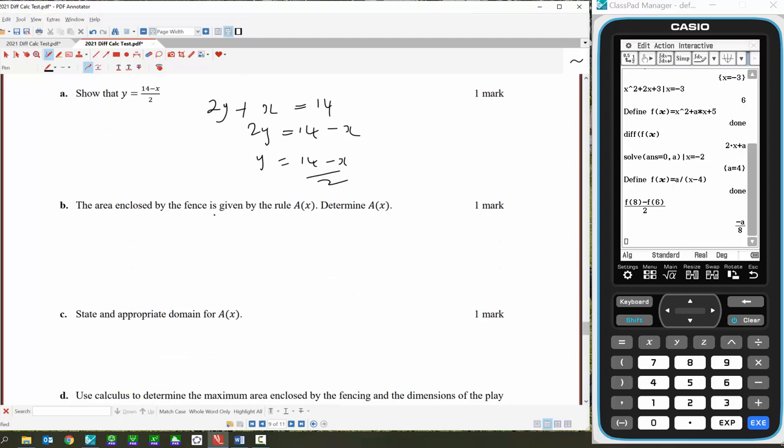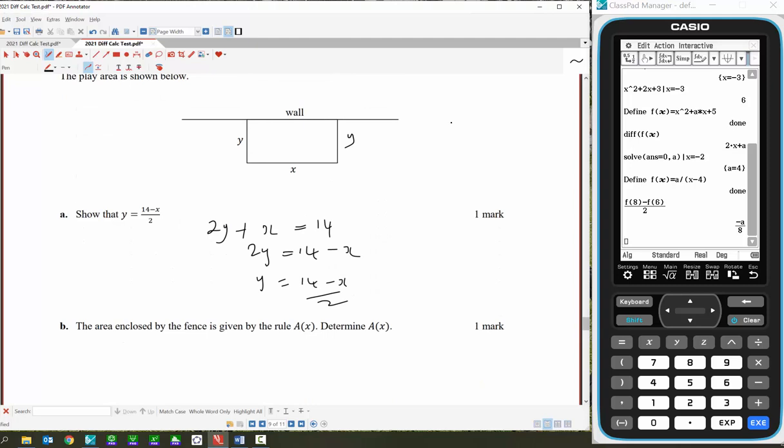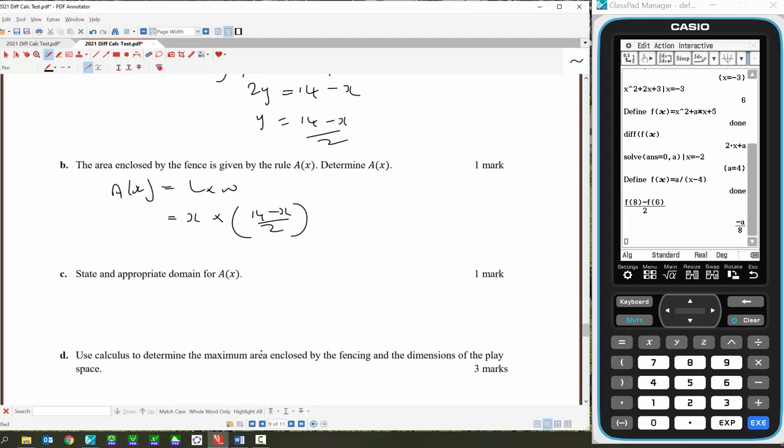The area enclosed is given by this, so basically y we know is equal to 14 take x on 2. So area A of x is going to be the length times the width, which is going to be x multiplied by 14 take x on 2. State an appropriate domain for it.